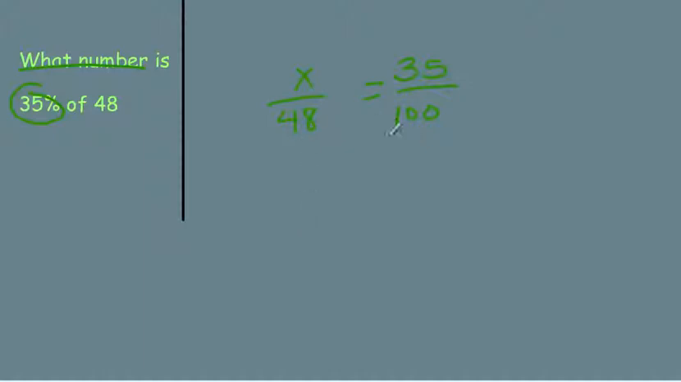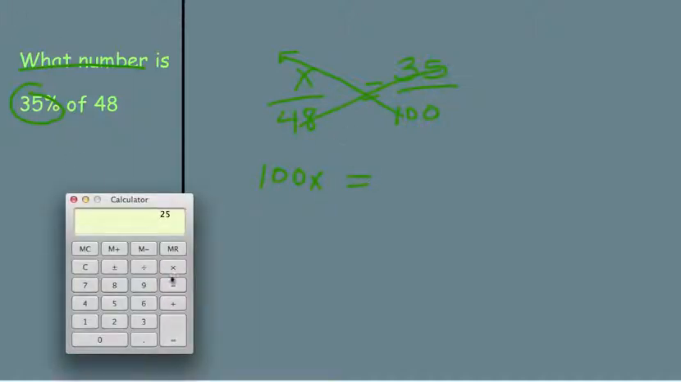This one isn't as easy. I cannot just say 48 times 2 to get to 100. I have to do the cross multiplying here. 100x, cross multiply here. I'm not going to pretend to know that off the top of my head. So 48 times 35 is 1680.